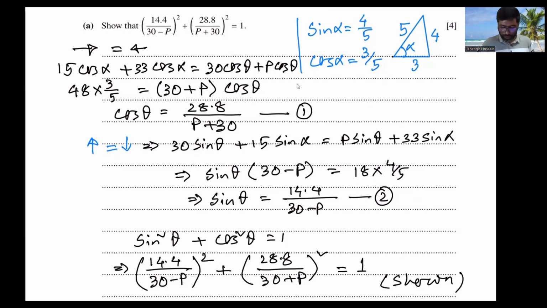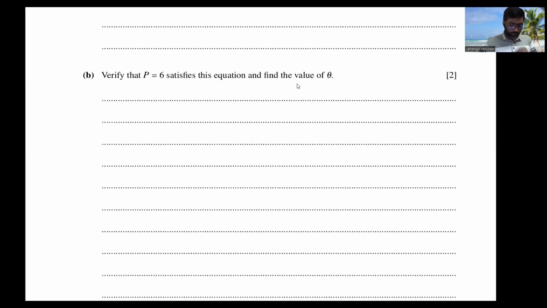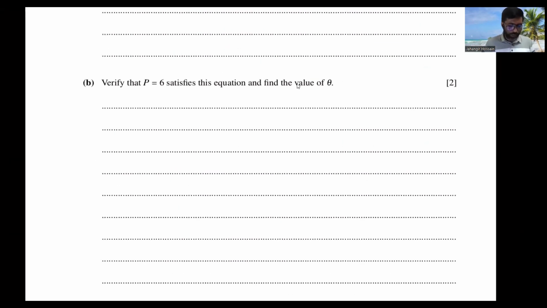That's part A. Now let's move on to part B. What are they asking? The question is to verify that p equal to 6 satisfies this equation and find the value of theta. You have to verify. Verify is different from solving, finding the value of p. In case of verification, we simply substitute the value of p in the given expression.